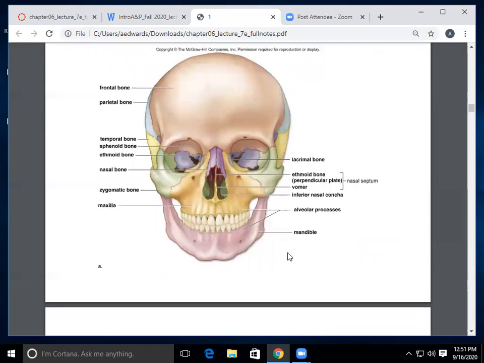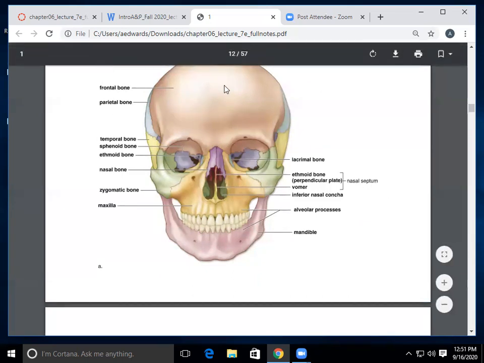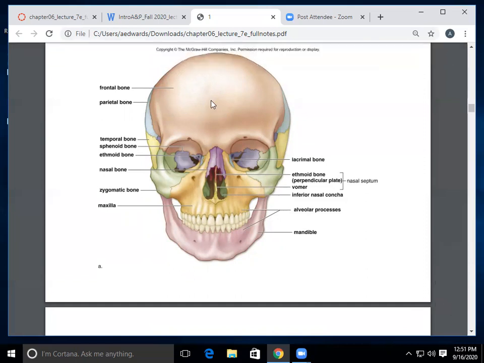All right, let's talk about some of the bones you need to know. Some of this is covered in lab, but you do need to know this for lecture as well. So this large bone, the forehead, that is your frontal bone. All right, so you can kind of see from this view a little bit on the side of the head, you can see the parietal bones.